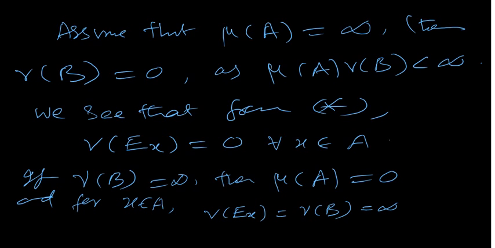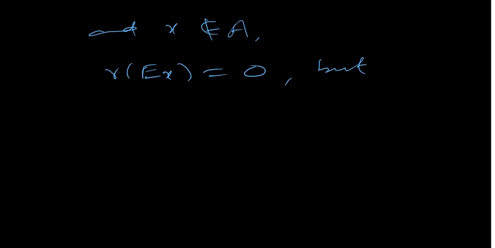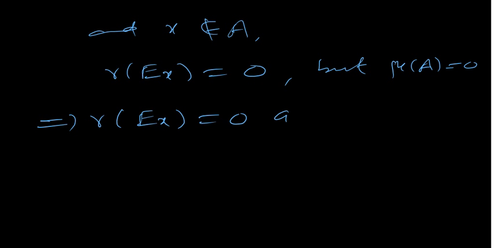And for x not in A, nu of Ex equal to 0. But mu of A is equal to 0. So outside of A it's equal to 0, which implies that nu of Ex equal to 0 almost everywhere.